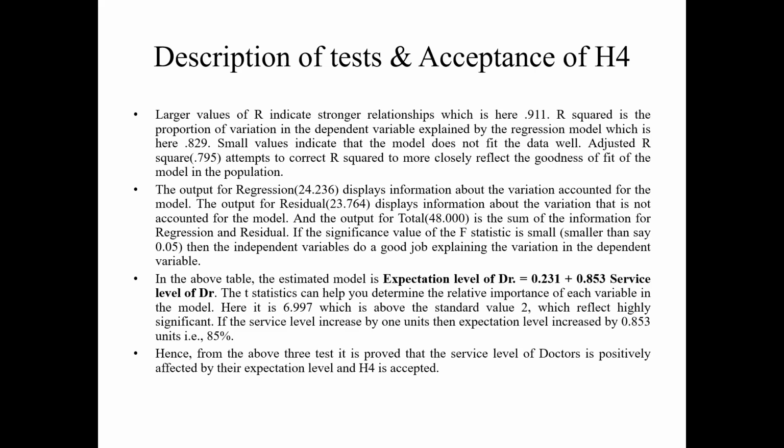In the above table, the estimated model is expectation level of doctors equals 0.231 plus 0.853 times service level of doctors. The T statistic can help you determine the relative importance of each variable in the model. Here it is 6.997, which is above the standard value 2, which reflects highly significant. If the service level increases by 1 unit, then the expectation level increases by 0.853 units, 85%.